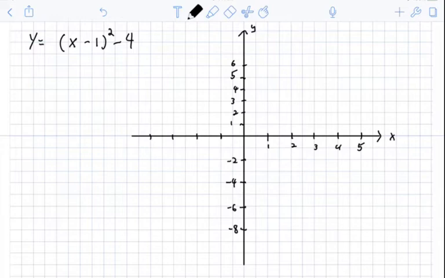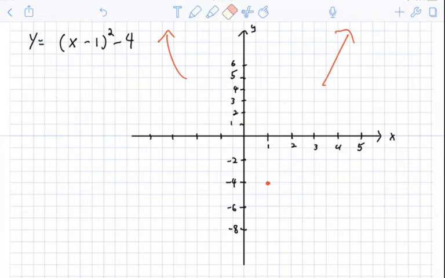All right, let's get to plotting. So it's in standard form. Let's figure out where the vertex is. The vertex is at h is equal to 1, k is equal to minus 4. So it's going to be right there. That's the vertex. Is it going up or down? Well, the value of a is equal to 1, which is positive, so you know that it's going up like that. So it will have roots.